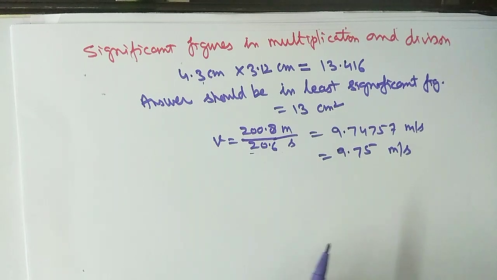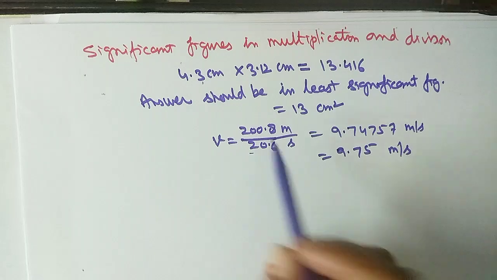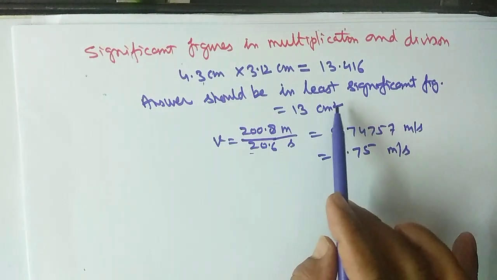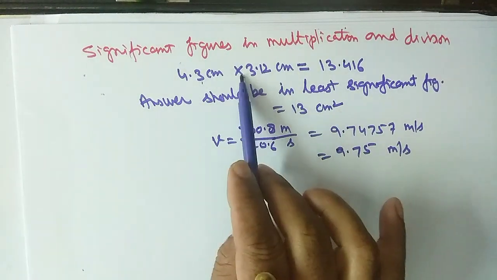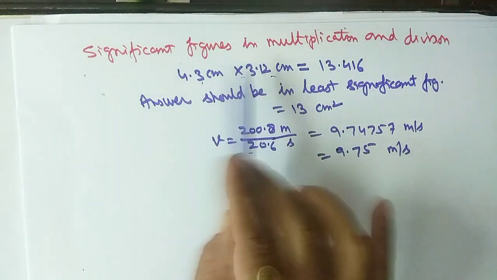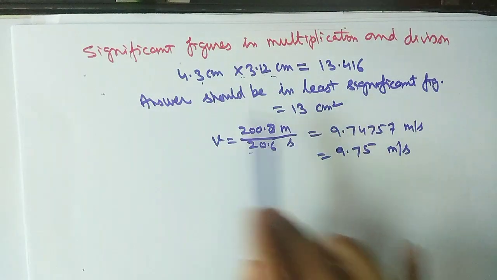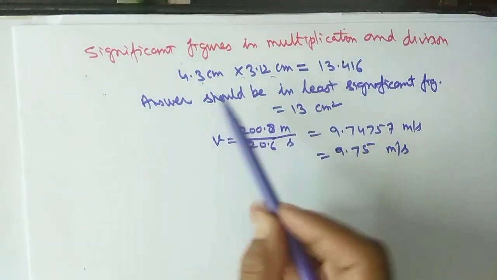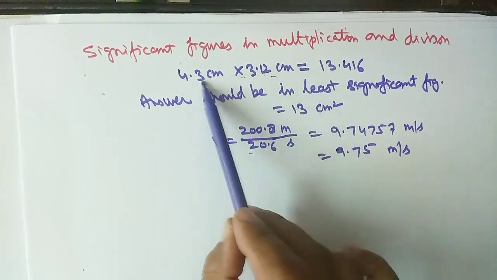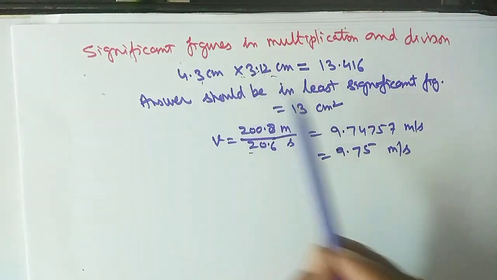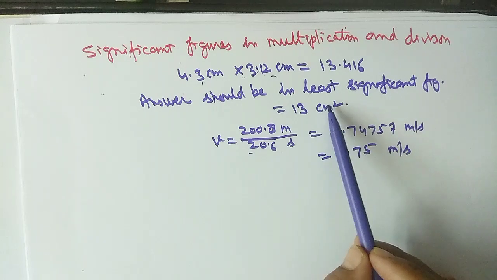Okay, dear students, it seems very easy. You have to write the answer only in the least significant figure. First, see how many values you have to multiply or divide, and see what is the minimum or the least significant figure in the given values, and then write the answer in that only.